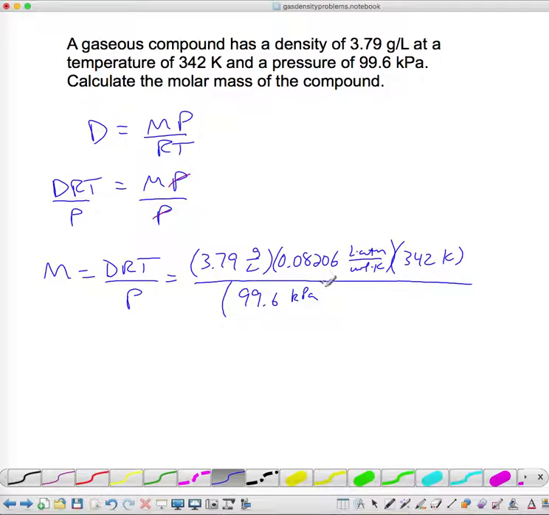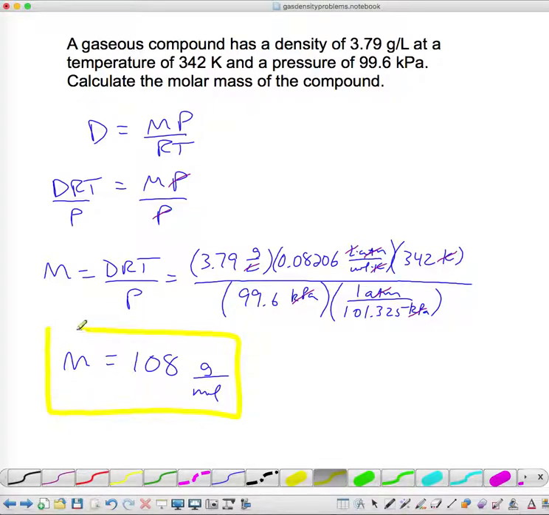So I'll embed the conversion factor, 1 atmosphere over 101.325 kilopascals. Kilopascals cancel, atmospheres cancel, Kelvins cancel, liters cancel, and I'm left with grams per mole. That gives me a molar mass of 108 grams per mole.